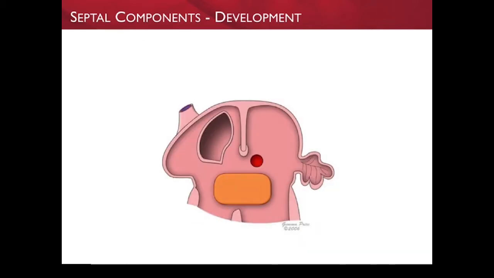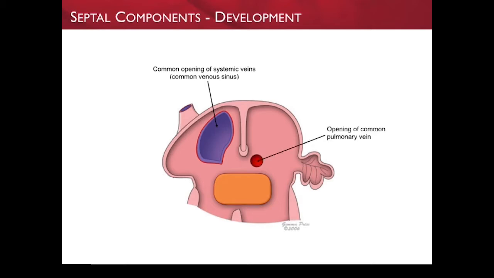And if we look at those in a little bit more detail, in a diagrammatic form, then we can appreciate the contribution of these structures to the fully formed atrial septum. So you'll see at this stage we have an embryo with a common opening to the systemic veins, the common venous sinus. We have a single orifice or a common pulmonary vein at this stage, and this is the period where we would have downgrowth of the primary atrial septum.